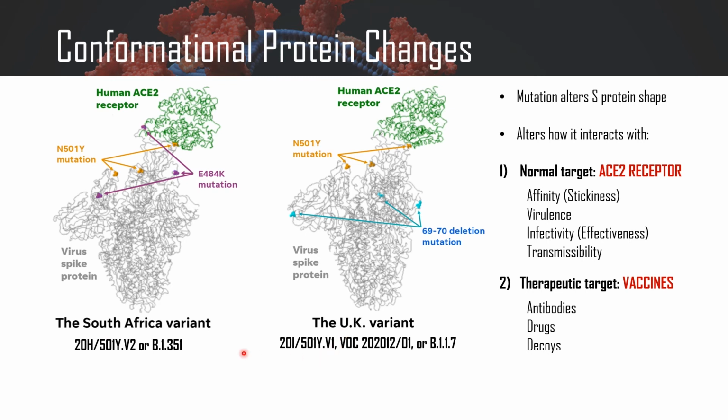I have put here two types of variants, the South African variant and the UK variant, and this is to show that there are various types of mutations that can occur. So we can see that the common mutation is N501Y in both of the variants, but there are also other mutations which are different. The E484K mutation is within the South African variant, and the UK variant has a 69 to 70 deletion mutation instead of a substitution. So this means that it will cause differences in the function and then the performance of this certain protein.